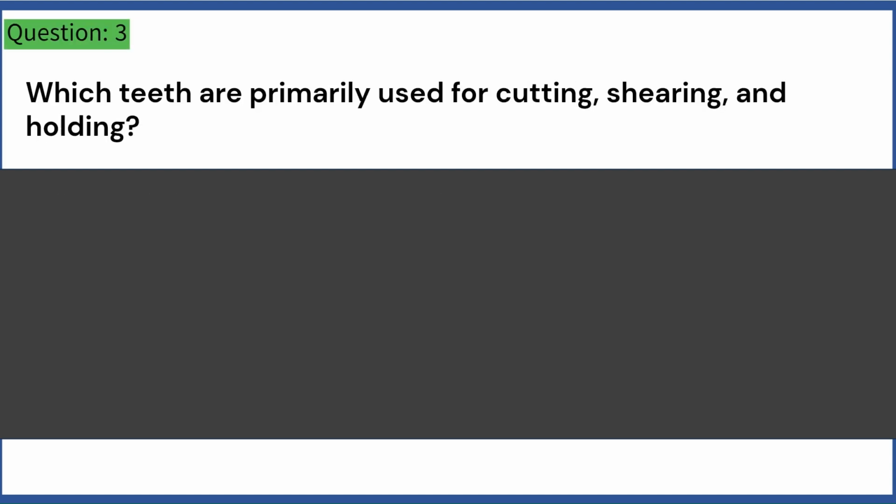Which teeth are primarily used for cutting, shearing, and holding? A. Premolars. B. Incisors. C. Molars. D. Canines. Answer: A. Premolars.